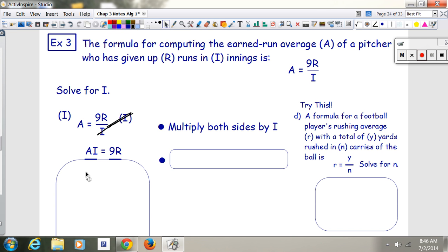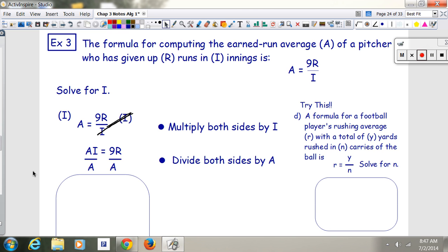What do I divide by if I want I to be by itself? I need to divide by what's next to it, which is the A. So divide both sides by A, and you'll get I by itself. I is the same as 9R divided by A. If you take 9 times the number of runs they've given up divided by their earned run average, that'll tell you how many innings they pitched. So you can put a formula any way you want it to go.